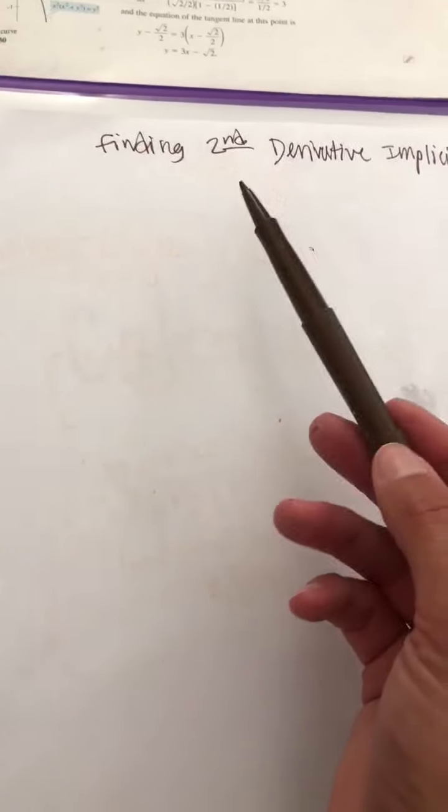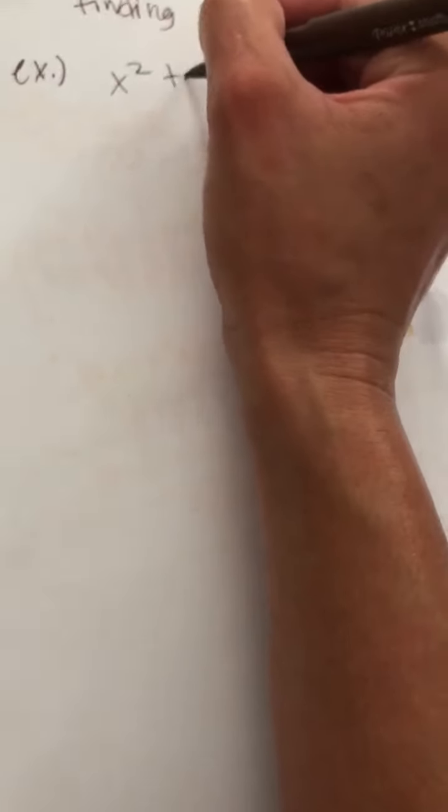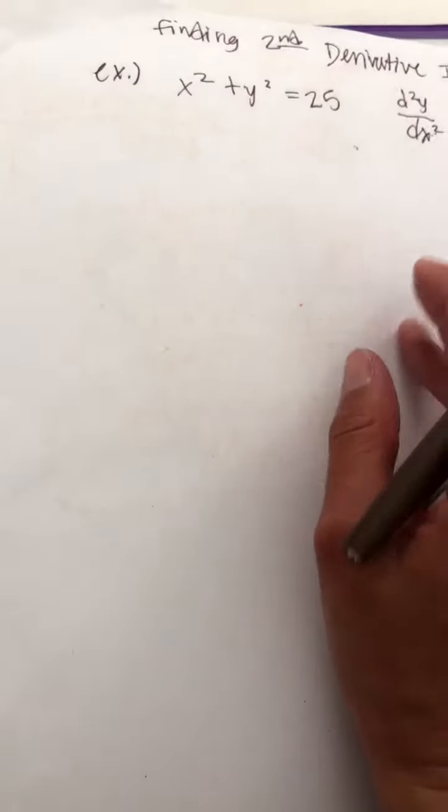Okay, so we're going to do a problem of finding the second derivative implicitly, and it's exactly what we did last week, except we're just doing it again. My example is going to be x squared plus y squared equals 25, and the way they write this is we want to find d squared y over dx squared. Because we're doing it with respect to x, just like we always do, we're going to do it just like we did last week.